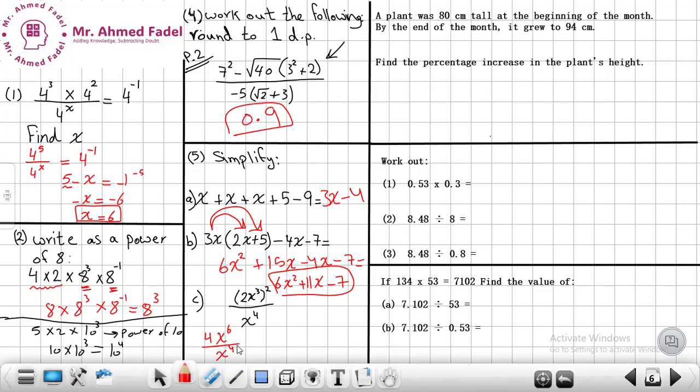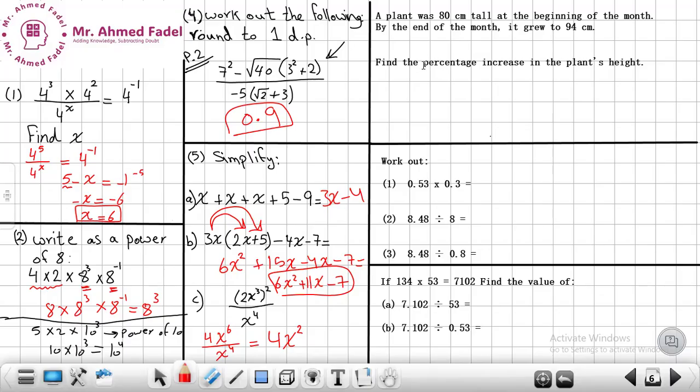Now I can do the numerator with the denominator. 4 divided by 1, there is a 1 over here. Mister, the 4 stays the same. X to the power of 6 divided by x to the power of 4, minus the powers, x to the power of 2. Go to the next question.